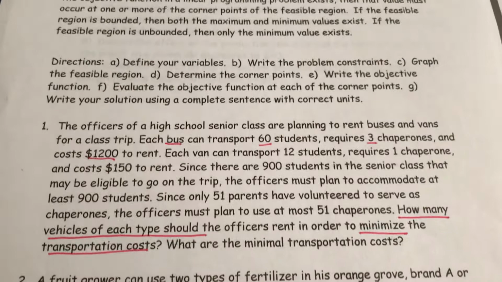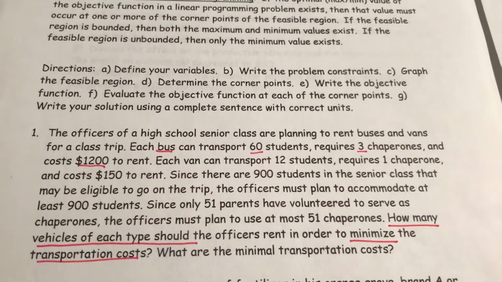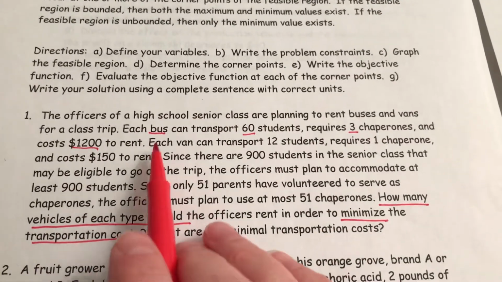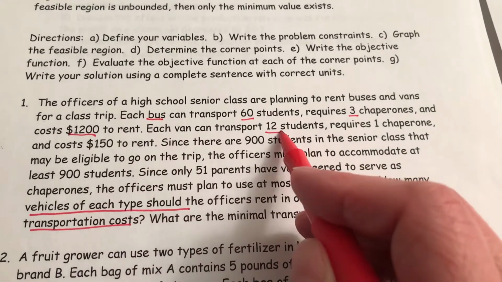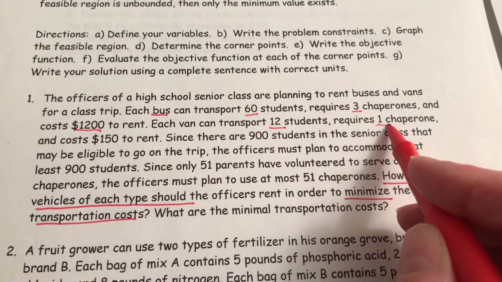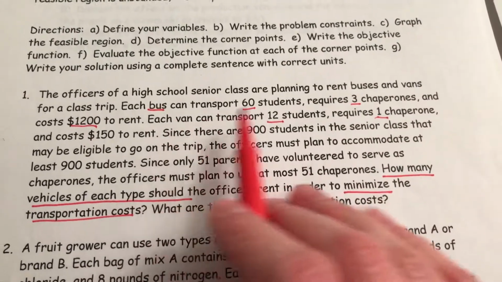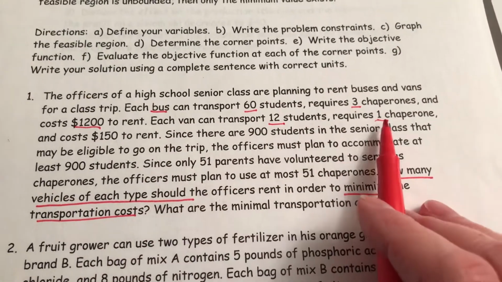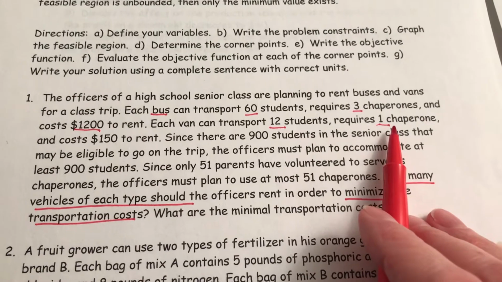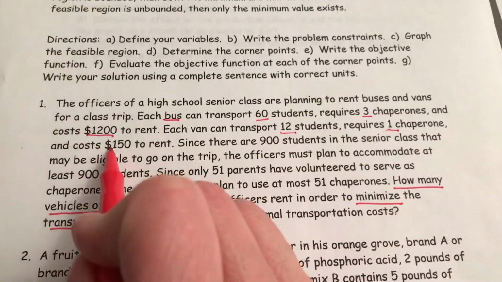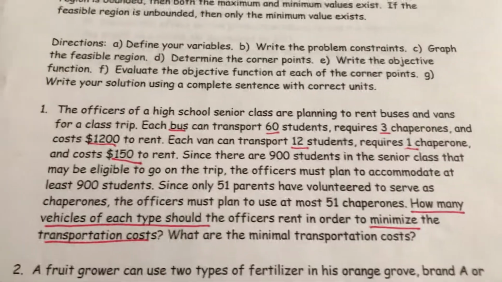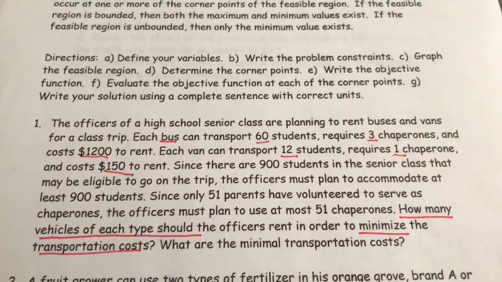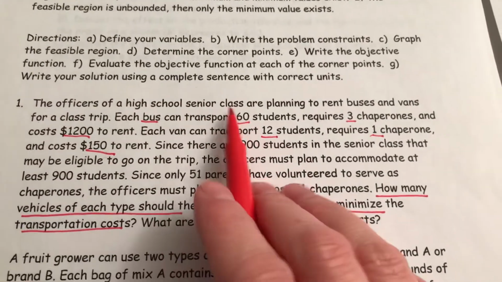All right, so we're trying to figure out all of this information and the importance of it. Each van can transport 12 students, requires 1 chaperone. So a van can't carry as many students or chaperones. Those are usually the parents that come along with it. And they're cheaper, cost $150 to rent, but you can't transport as many students. And this is a senior class trip.